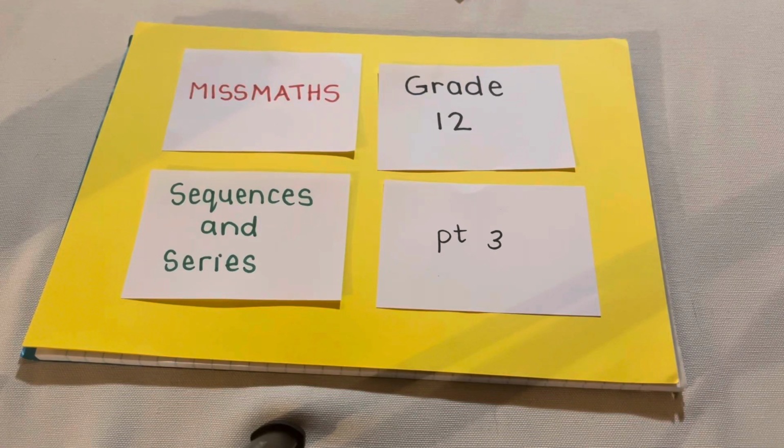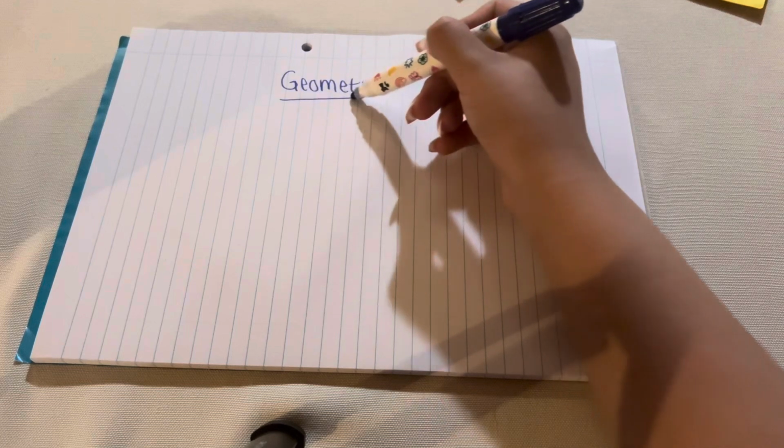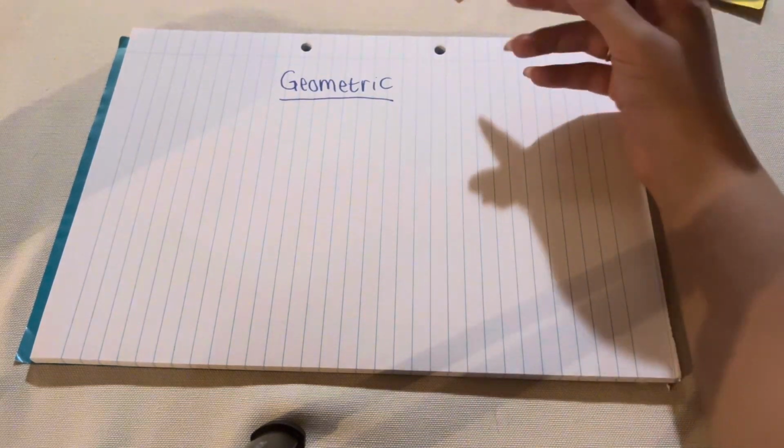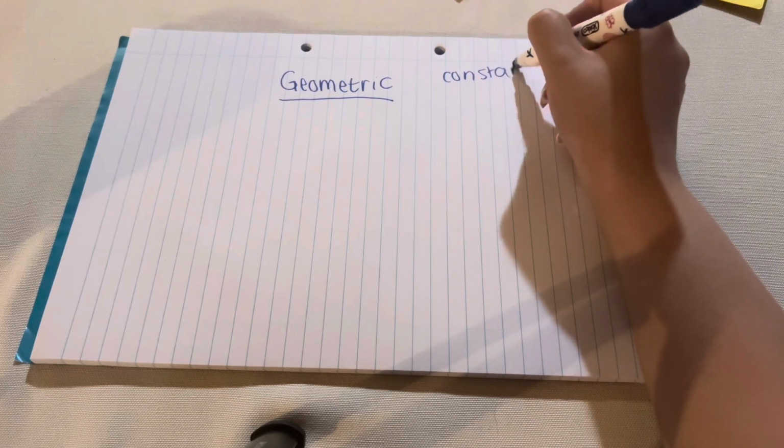Part 3 of our sequences and series. Now going on to our geometric series. This might be a little bit familiar. This is referred to also as the constant ratio.